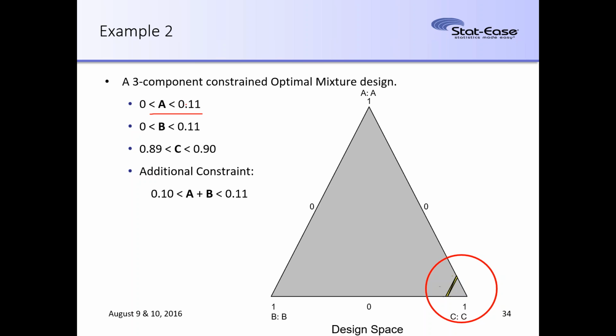A goes from 0 to 11% of the total mixture. B goes from 0 to 11% of the total mixture. C goes from 89 to 90% of the total mixture. And there's also an additional constraint that A plus B have to, in total, be between 10 and 11% of the total mixture. I can experiment anywhere over this simplex here, but I am going to be experimenting in just this little yellow sliver here. Not a very nice design space.